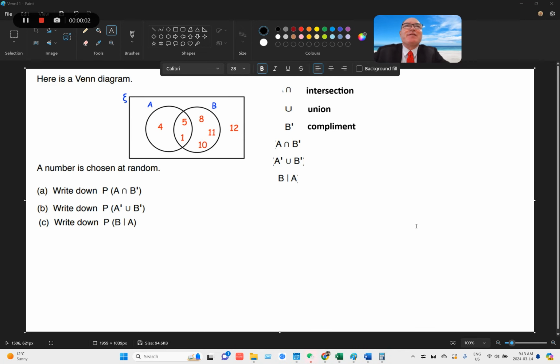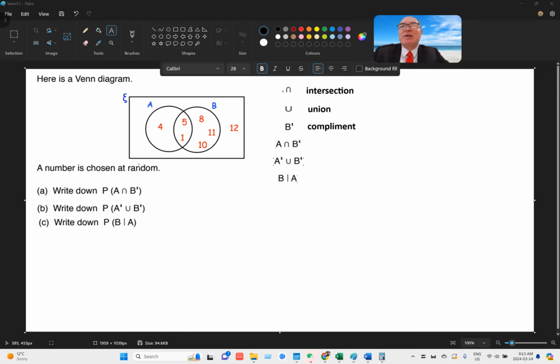All right, here we go with another Venn diagram problem, and we need to find some probabilities here. We also need to know what we're talking about when it comes to special symbols and terms. Now, a number is chosen at random. We've got all these numbers here, and we want to write down the probability if I choose one at random of getting something from this set. Well, what is that set?